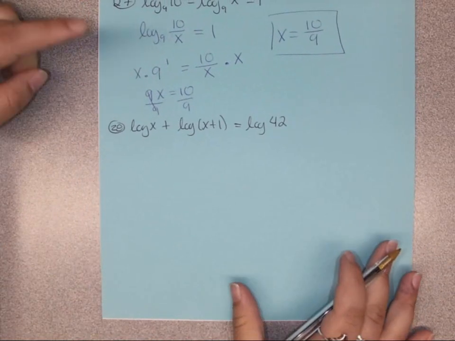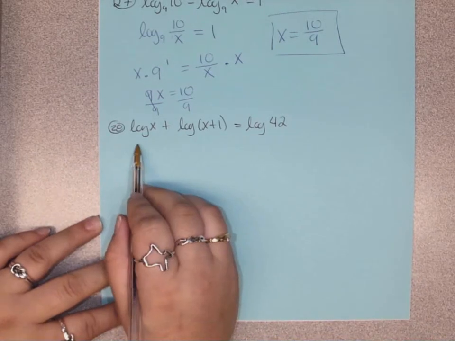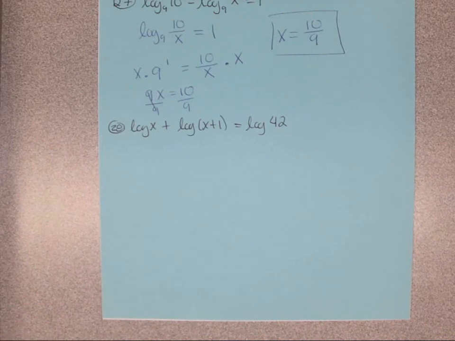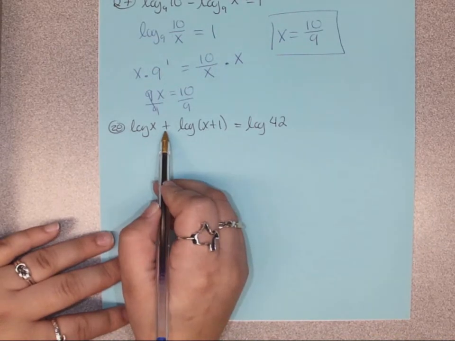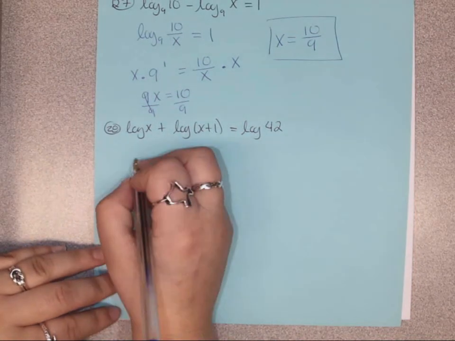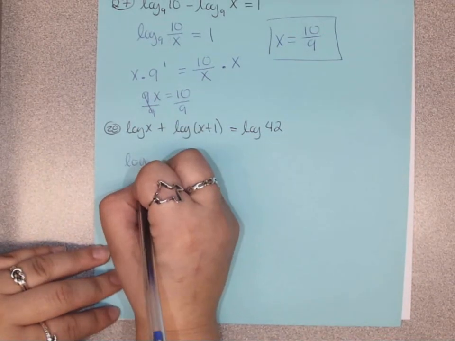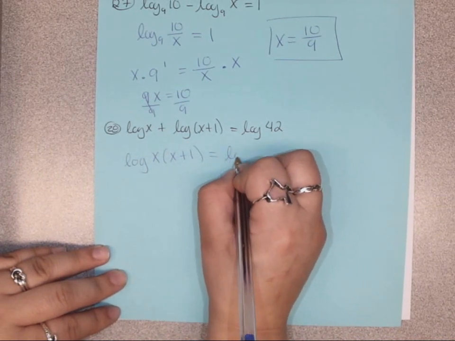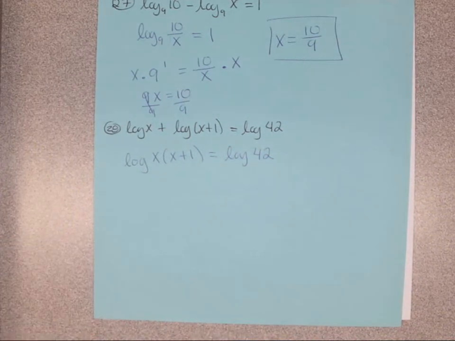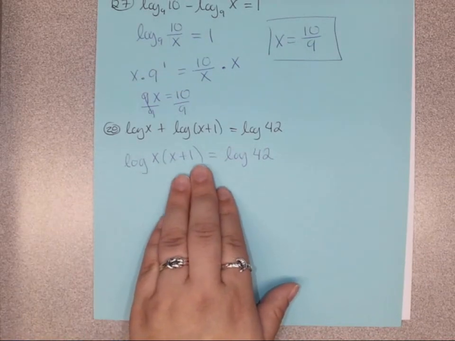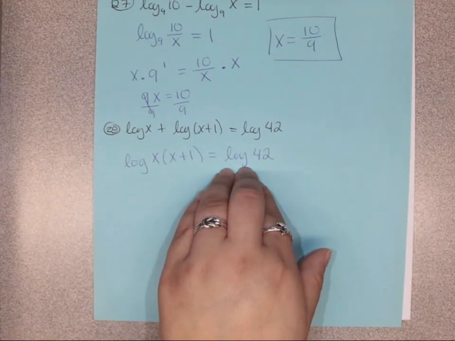So now let's do this one, which will require a little bit more work, right? So we have log of x plus log of x plus 1 equals log of 42. We're trying to solve for a variable x, so we start by condensing. In this case, we have addition. Addition comes from the product rule, so that means it comes from multiplication. So we can condense this by taking log of x times x plus 1 equals log of 42.